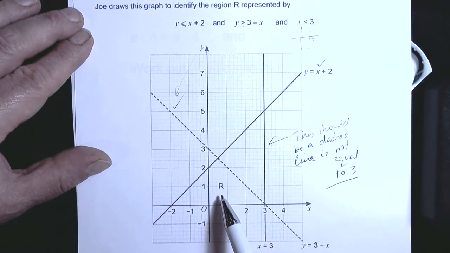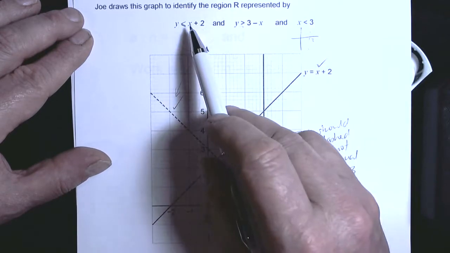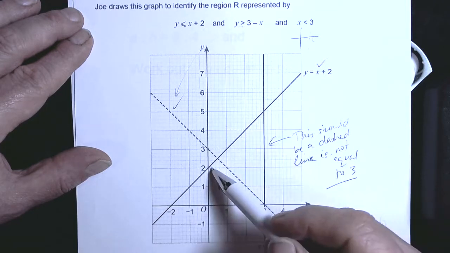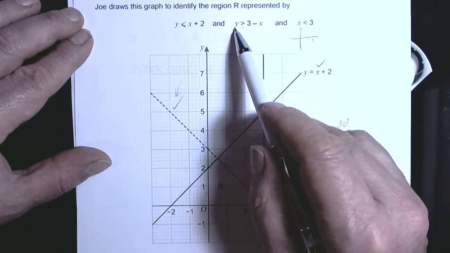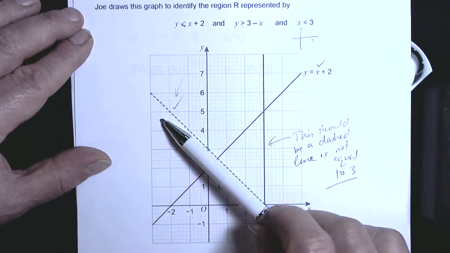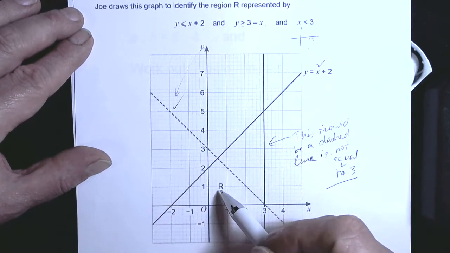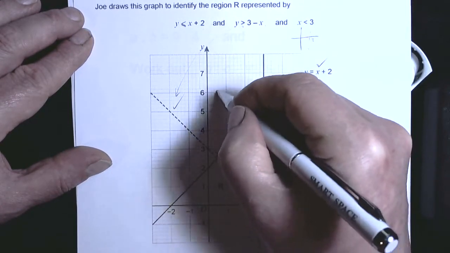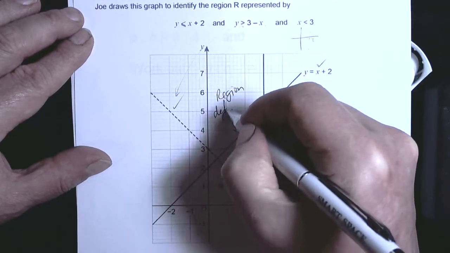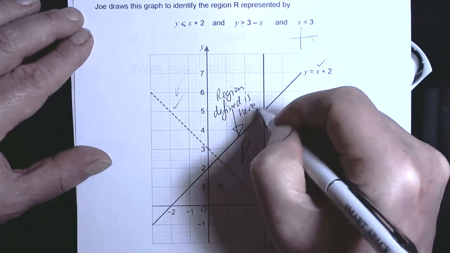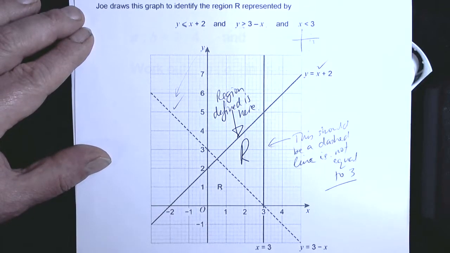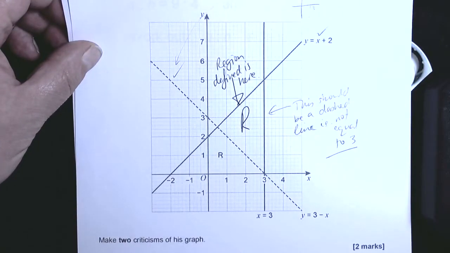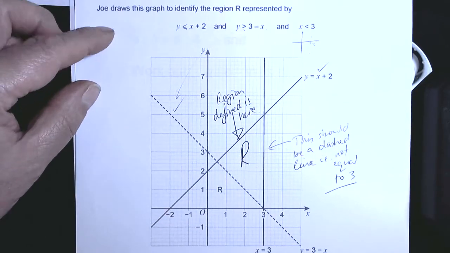We can see that they've labelled the region R here, but then when we look at this, this is saying that y has to be less than or equal to x plus 2. So yes, it is less than x plus 2. It's saying that y must be greater than 3 take away x, that means we must be above the line. Well, here's the second mistake. We can see that R is in the wrong place, it should be here. Okay, so second criticism, the region defined is here. Okay, so that's how that question could be answered. As I say, it was about making 2 criticisms of the graph, and we found the 2 criticisms.